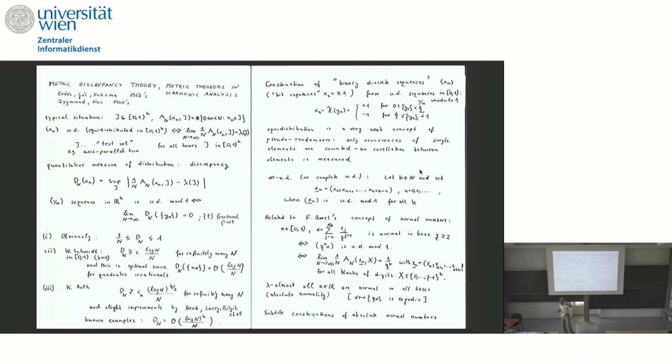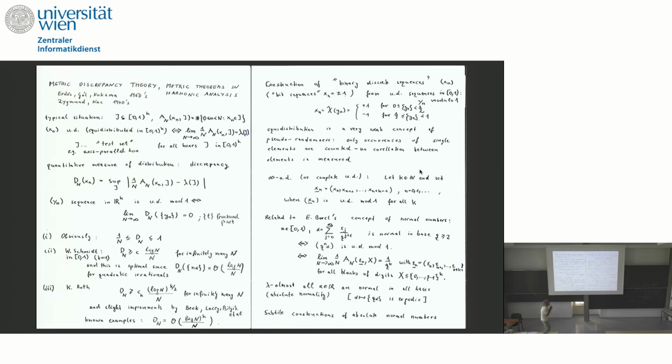This is the following concept. Take a sequence, and we are not only counting single elements lying in a test set, we are counting blocks of subsequent elements. So, blocks of length 2, blocks of length 3, and blocks up to blocks of length k. And we count how many of these blocks lie in a k-dimensional box, and if these blocks are uniformly distributed, then we say the sequence is completely uniformly distributed or infinite uniformly distributed.